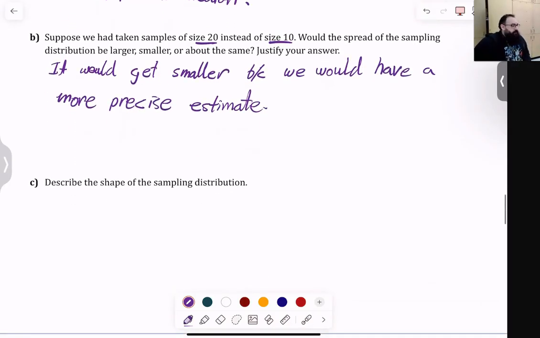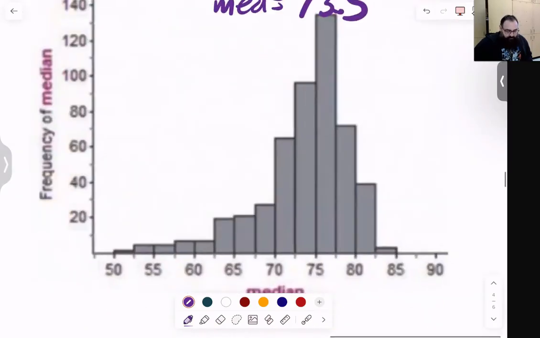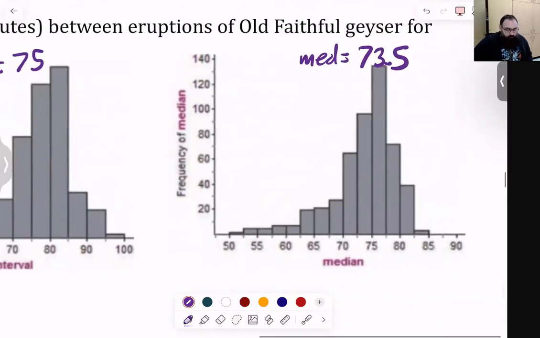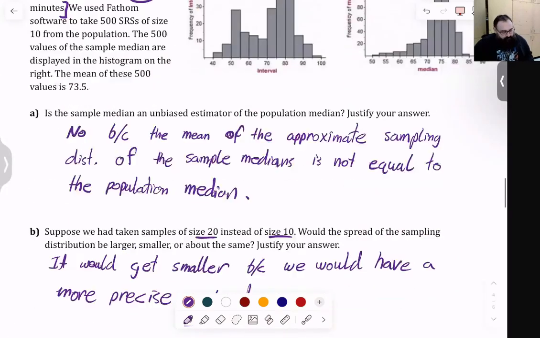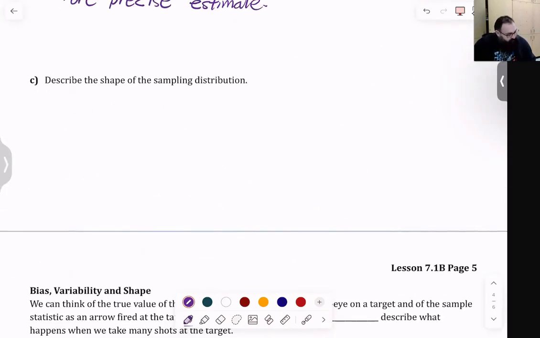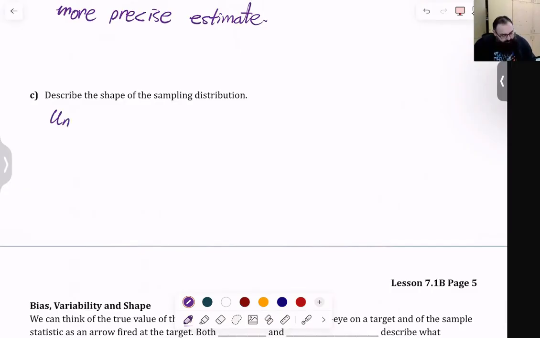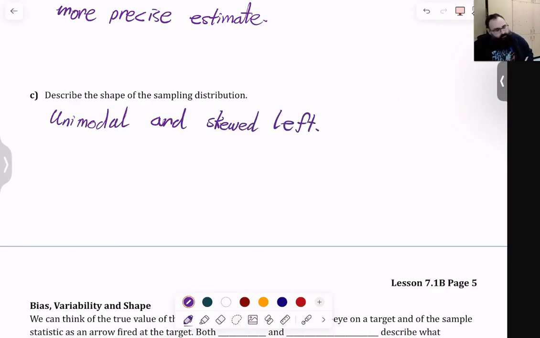Describe the shape of the sampling distribution. So we're specifically looking at that. That's the shape of the sampling distribution. What would you guys think? Yeah, it's unimodal and skewed left. All right, perfect.